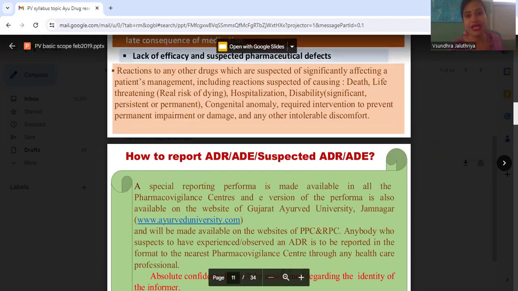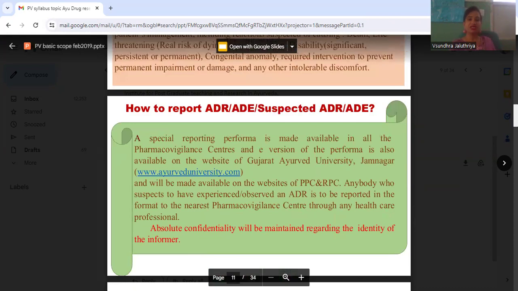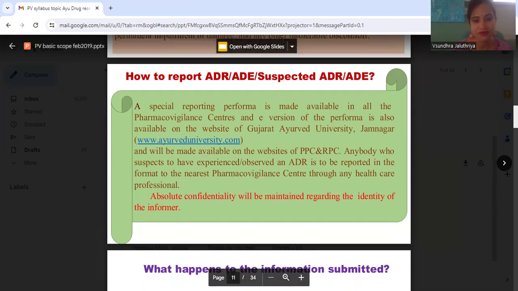How to report a suspected ADR and ADE? A special reporting proforma is made available at all the pharmacovigilance centers. An e-version of the proforma is also available on the website of Gujarat Ayurveda University, Jamnagar, and will be available on the websites of PPCC and RPCC. Anybody who suspects to have experienced or observed an ADR can report in the format to the nearest pharmacovigilance center through a healthcare professional. Absolute confidentiality will be maintained regarding the identity of the informer.